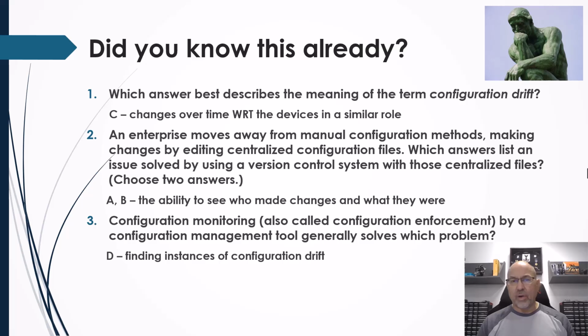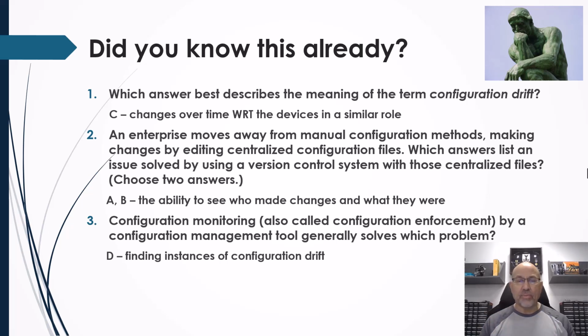All right, do you know this already? Which answer best describes the meaning of the term configuration drift? Well, the book says that C, challenges over time with respect to devices in a similar role, but you could also say drift is the difference in any configuration change, right? It's supposed to be this, it's this over here, why is it over there? But the book makes a distinction between that and devices in a similar role.